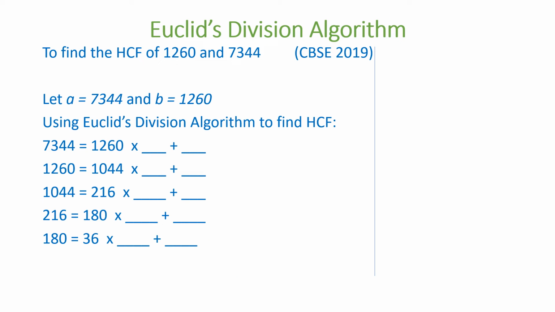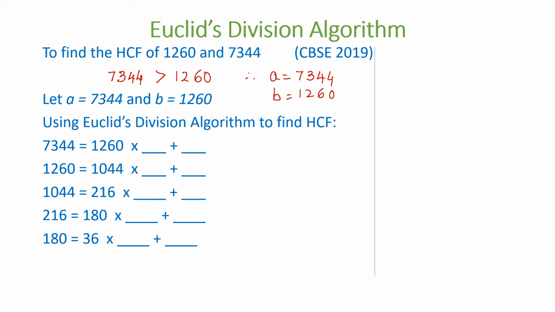So this is one more example that I have taken to find the HCF of 1260 and 7344. The first and foremost condition: many times children get confused because when they see the first number is 1260, they write down A is equal to 1260. But no, please remember over here that 7344 is greater than 1260, and therefore we will take A to be equal to 7344 and B to be equal to 1260.